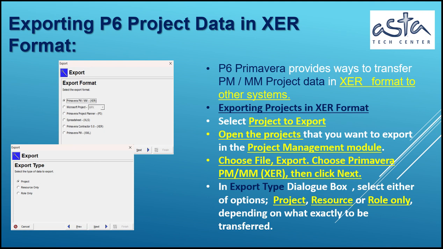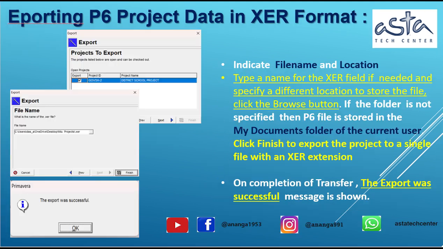Primavera P6 provides ways to transfer PM and MM project data in XER format to other systems. Exporting projects in XER format. Select project to export. Open the projects that you want to export in the Project Management module. Choose File, Export. Choose Primavera PM or MM, XER, then click Next. In the Export Type dialog box, select either of the options, Project, Resource or Role only, depending on what exactly is to be transferred.